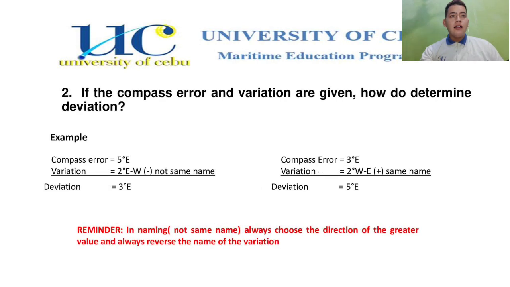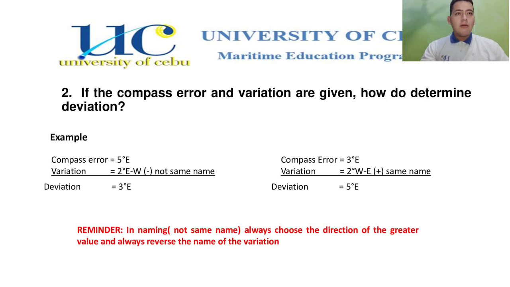Question number 2. If the compass error and variation are given, how do we determine the deviation? Depending on the situation given, we simply apply subtraction or addition of the variation to the compass error to obtain the deviation. To get the result, we must first reverse the name of the variation. If they have the same name, simply add and copy the sign. If the values are different, subtract and name it after the higher value.